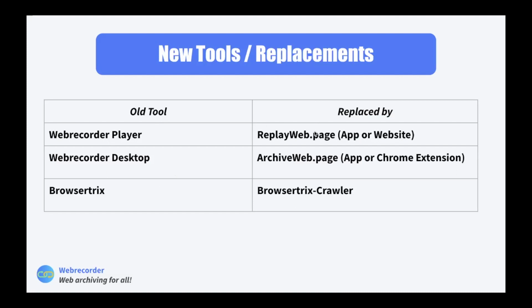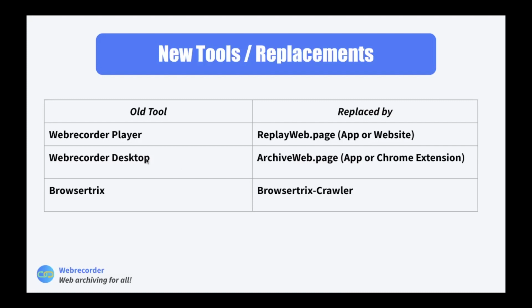You could also just use Replayweb.page itself as a website. You can just go to the site, Replayweb.page, and that allows you to load WARC files and also the new WACZ files that we're developing directly in your browser. The idea with this new system is that it runs entirely in the browser. It doesn't have any external dependencies, so the entire archive loads in the browser.